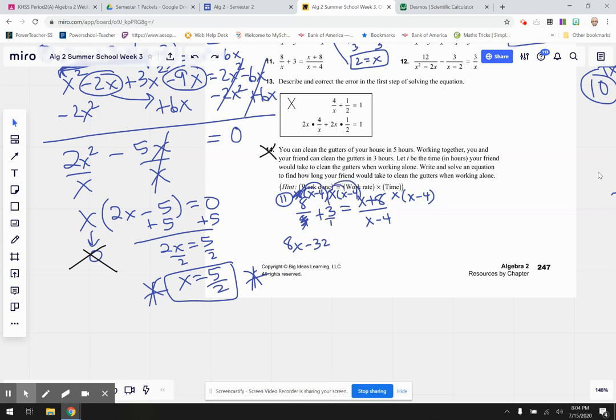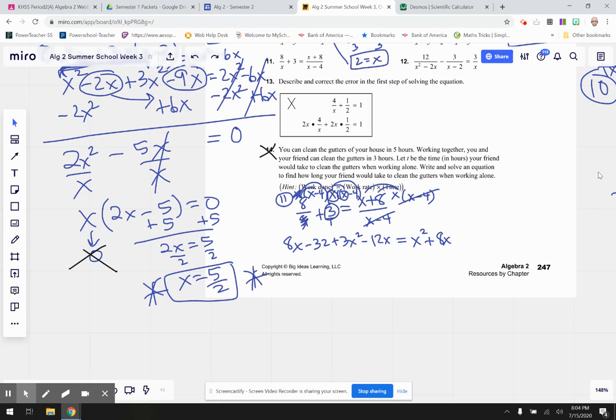So 3 times x will be 3x times x is going to be 3x squared. You got a 3, you got an x, you got an x. So that's 3x squared. 3x times negative 4 is negative 12x, because 3 times negative 4 is negative 12. And here the x minus 4's cancel, so you're going to just do x times x and x times 8. So x squared is x times x plus 8x.